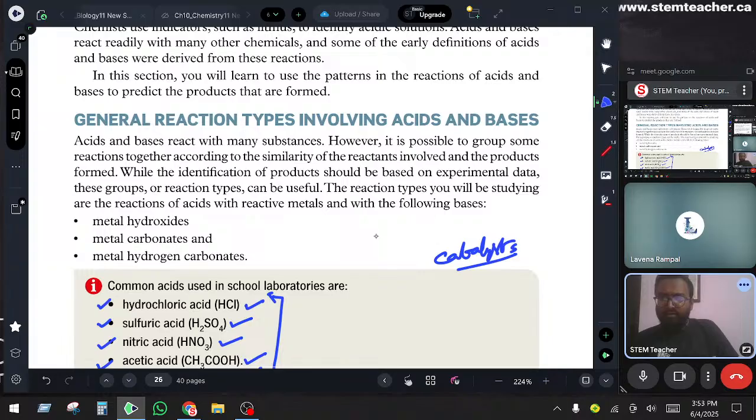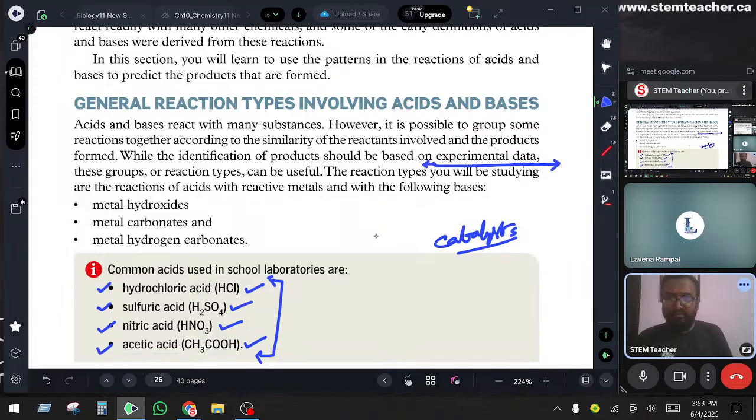acids and bases react with many substances. However, it is possible to group some reactions together according to the similarity of the reactants involved and products formed, while the identification of products should be based on experimental data. Experimental data. So when you do the practical, when you do the reaction, only then will you know. These grouped reaction types can be useful. The reaction types you will be studying are the reactions of acids with reactive metals and with the following bases.